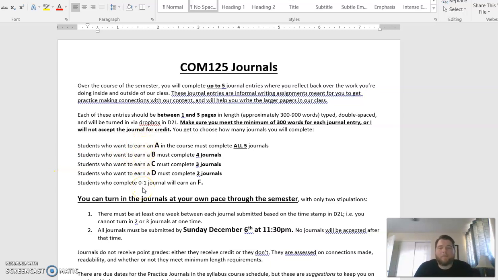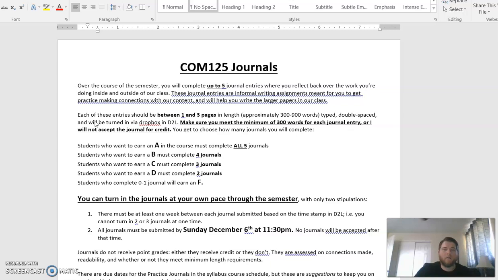So what are these journal entries? These are essentially ways for you to show me how you're engaging and how you're thinking about concepts across our course. Each of the entries will be between 1 and 3 pages long, typed double spaced, and you turn them in via Dropbox in D2L. So make sure you meet that minimum of 300 words. If you don't get to the 300 words, it will not count for credit.